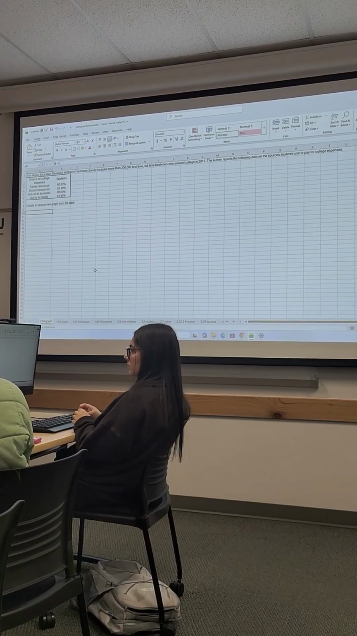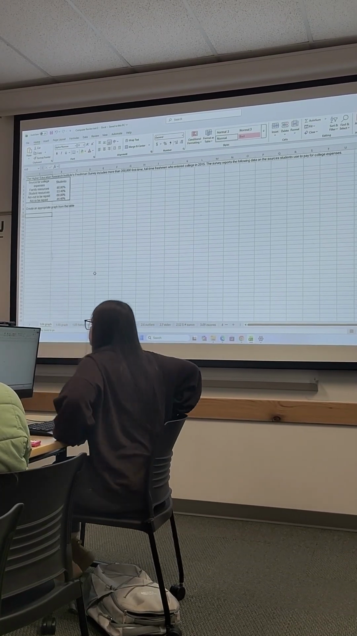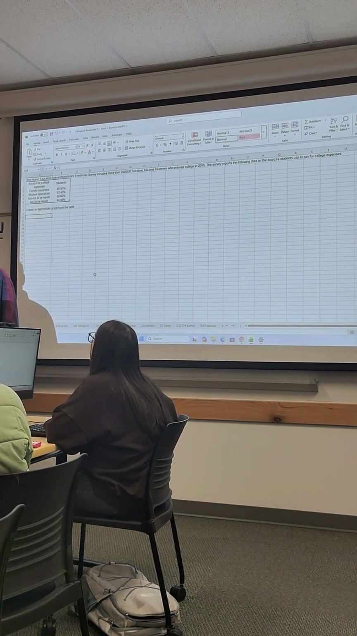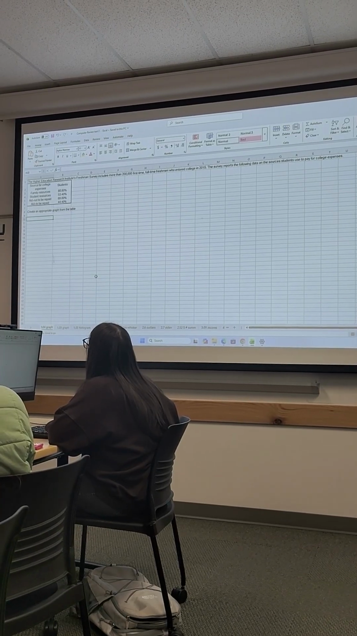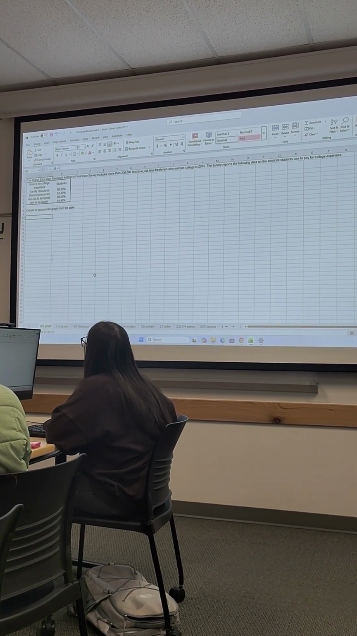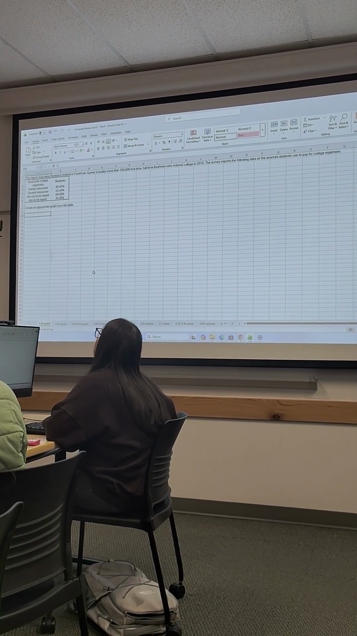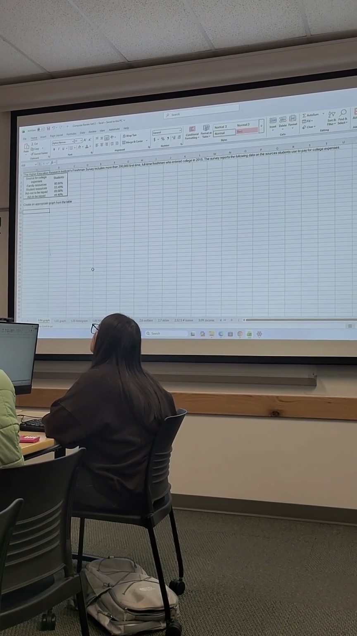Histograms have to add up. Something has to add up to 100, but it's not a histogram. A pie chart has to add up to 100. Does this add up to 100? No. So would a pie chart be a good choice? No. Histogram is a bad choice. What's another choice? Either a bar graph.